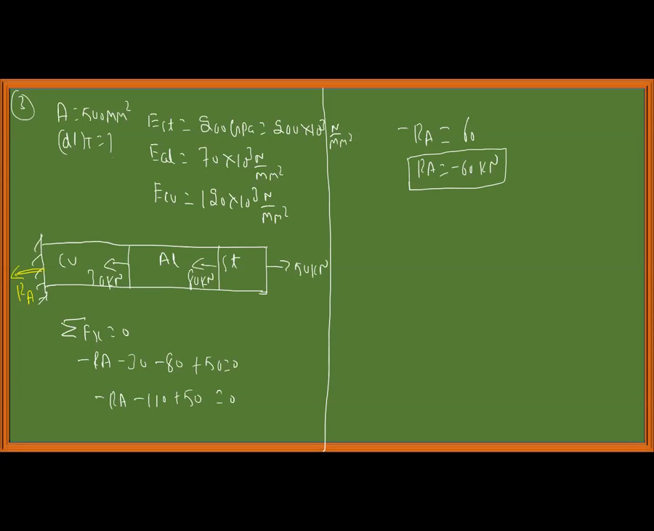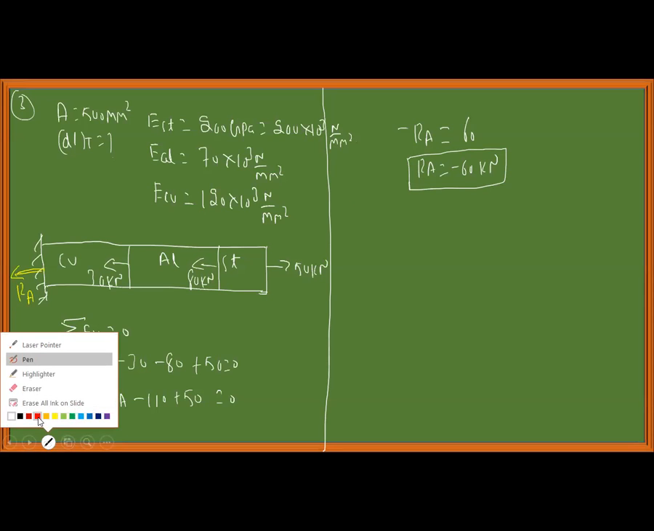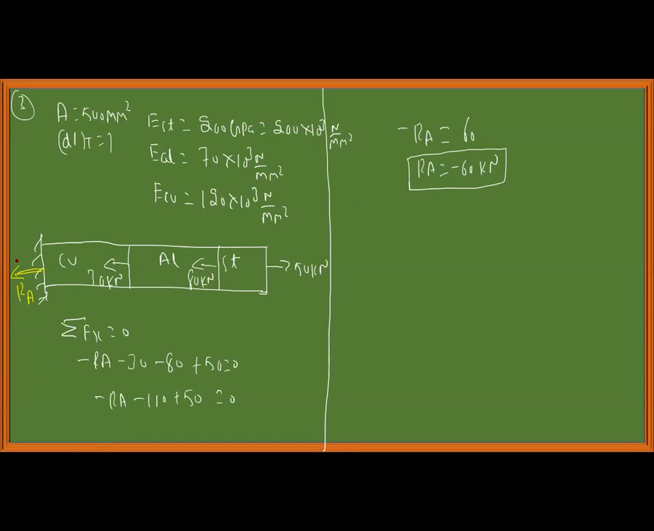Minus 60 kilonewton. So you don't worry about the sign in this direction. Whatever value you get, you take it as the same value. But for your understanding, I'm telling you: this RA is not acting in the direction you assumed, it is acting in the opposite direction. RA is acting like this. But in the problem, you take whatever value you obtain. I will tell you what it means.